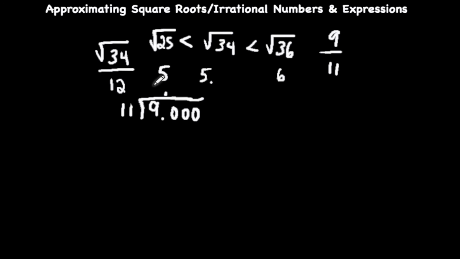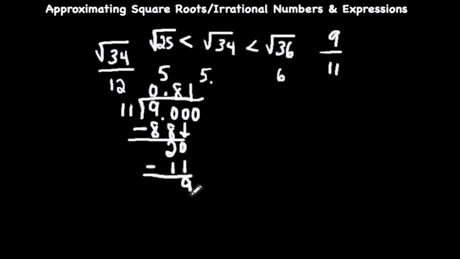11 goes into 9 0 times. 11 goes into 90 8 times. 8 times 11 is 88. 90 minus 88 is 2. Bring down your 0. 11 goes into 20 once. 1 times 11 is 11. 20 minus 11 is 9. Bring down your 0. 11 goes into 90 8 times, and we'll go ahead and stop right there. So that's 818 thousandths. But you're told to round the square root of 34 to the nearest tenth.